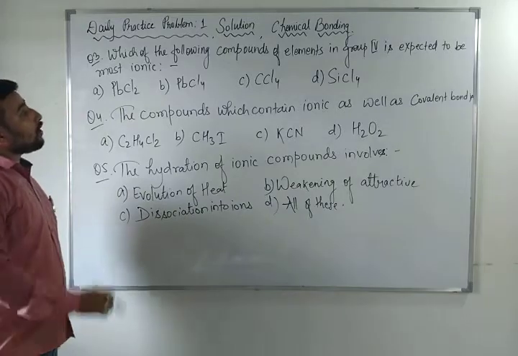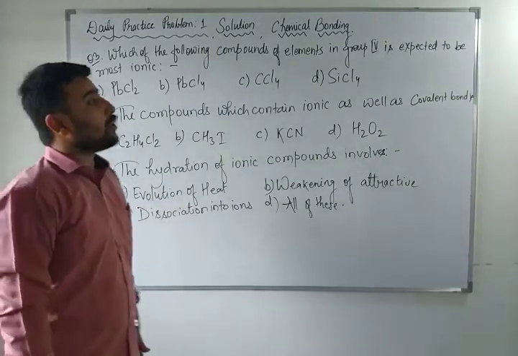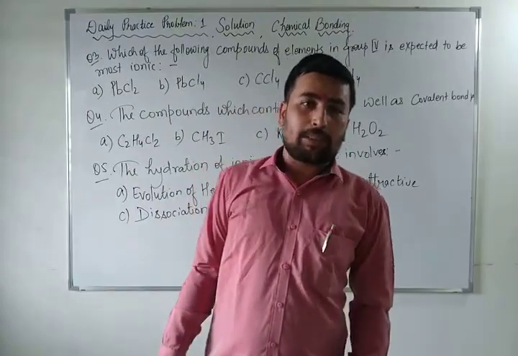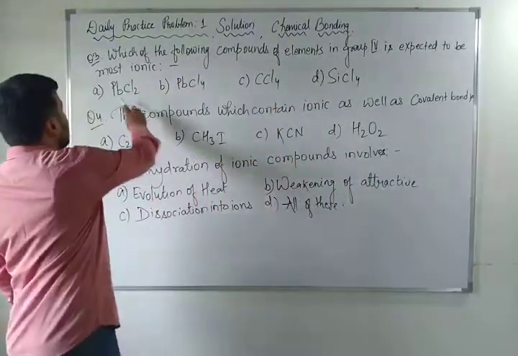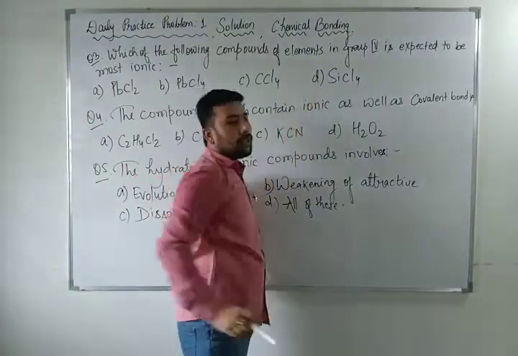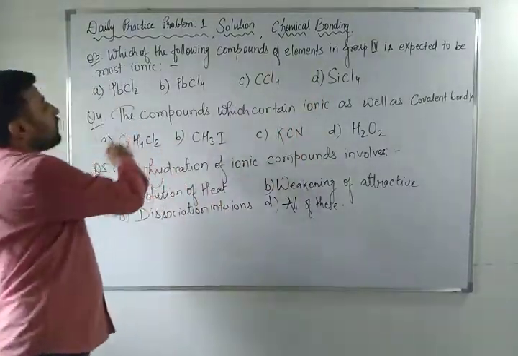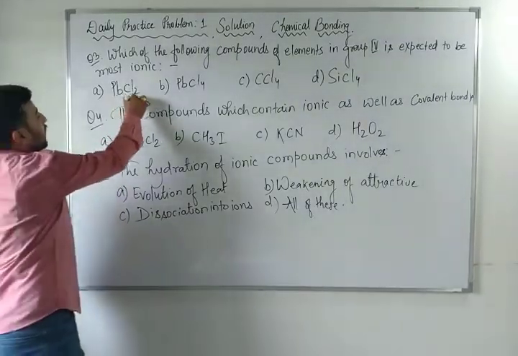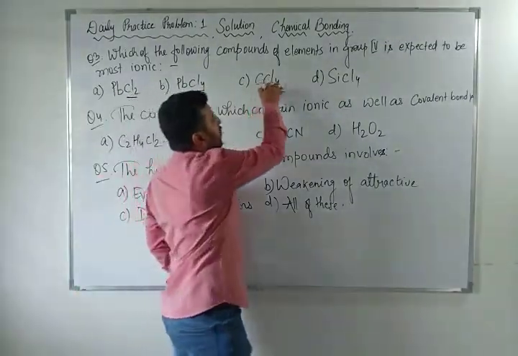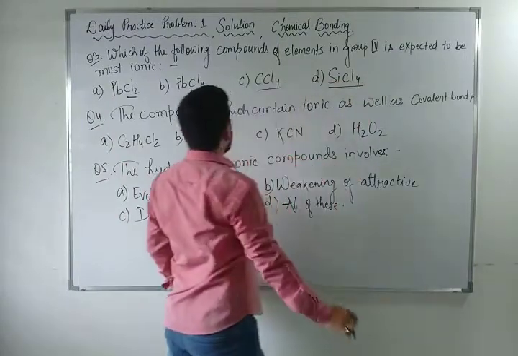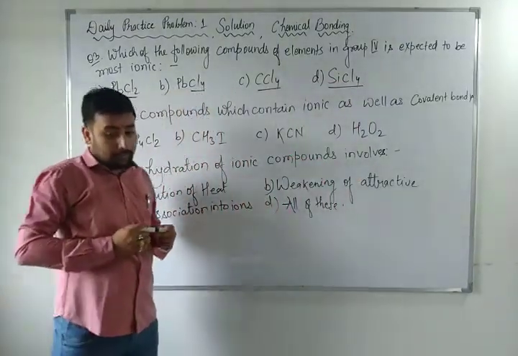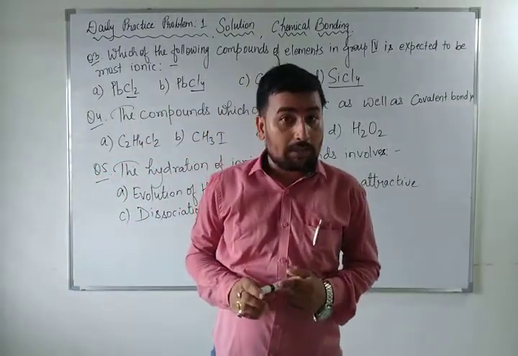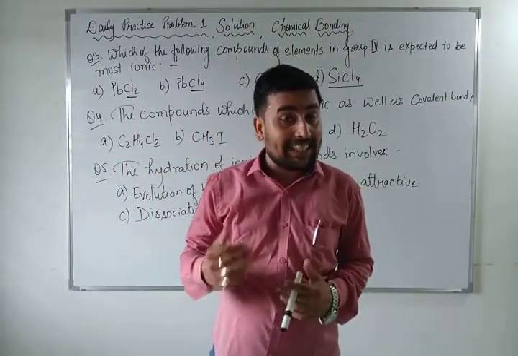Which of the following compounds of the elements in group 4? What group 4 elements are there? Carbon, silicon, germanium, tin, lead. So here lead, carbon and silicon are group 4 elements, and you can see chlorides are there: PbCl2, PbCl4, carbon tetrachloride, silicon tetrachloride. As you have learned, when we move from top to bottom in a group, metallic character increases.